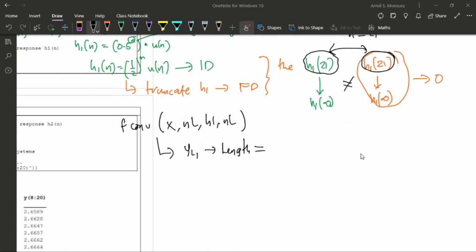So let's review. We recall that the length of the resulting sequence of the numerical convolution sum of two finite duration sequences, x and h1, is the length of your sequence x plus the length of your sequence h1, minus 1. Since both your sequences x and h1 have length 26, the length of your yl1 would be 52 minus 1, so this is 51. Meaning there are 51 sample values in your sequence yl1.